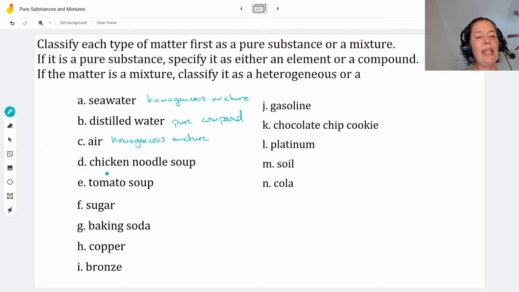Okay, so D is chicken noodle soup. Now, this might be a very American thing, I'm not sure. But chicken noodle soup is a broth, and it has bits of chicken and bits of noodle in it. And it's something that, at least for me, traditionally, you had when you were sick, your mother would make you chicken noodle soup. Okay, so first of all, is this a pure substance or a mixture? Well, it does have a broth in it, but again, you've got obvious bits of chicken and noodle, so this is going to be a mixture. And again, because these bits are obvious, this is definitely going to be a heterogeneous mixture.